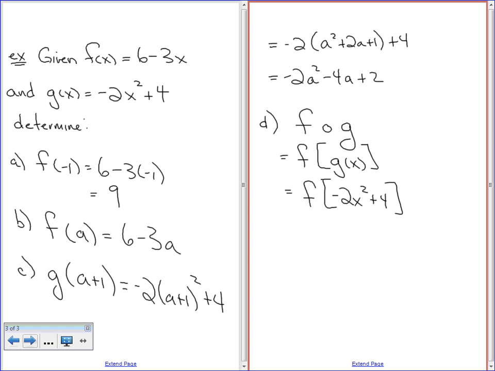Then what do I do? Right, everywhere you see an x. So I'm taking what's inside of the bracket and I'm putting it into the f function. Everywhere I see an x, I'm replacing it with that expression. So it becomes, the f function is 6 minus 3, but instead of writing x, I'm writing down what's in the bracket. And once I've done that, I'm going to simplify.